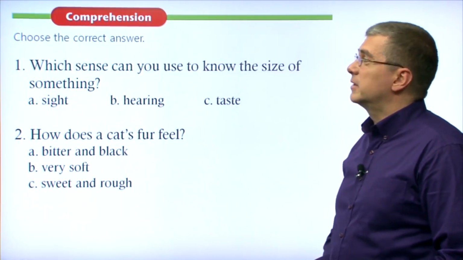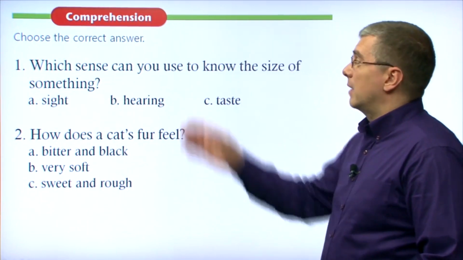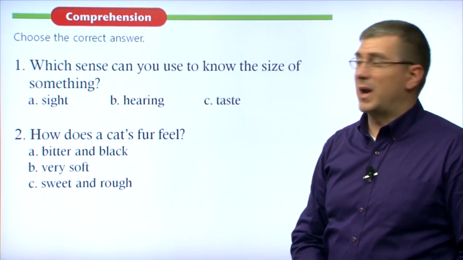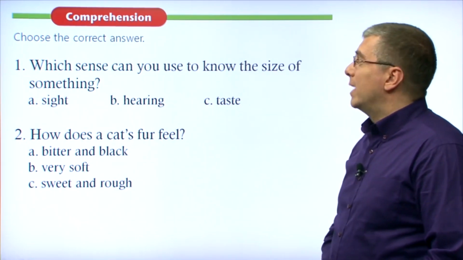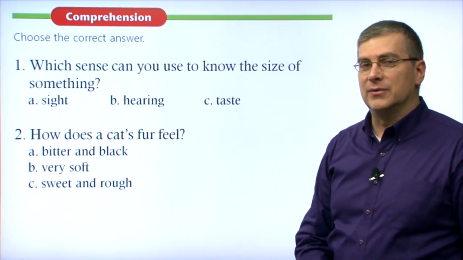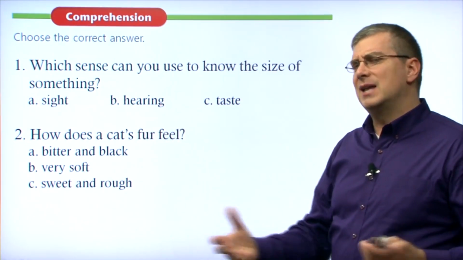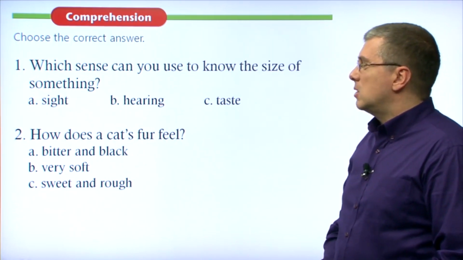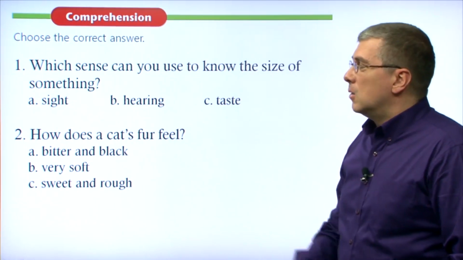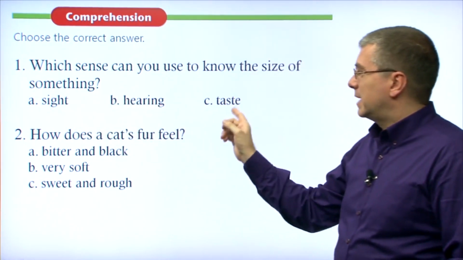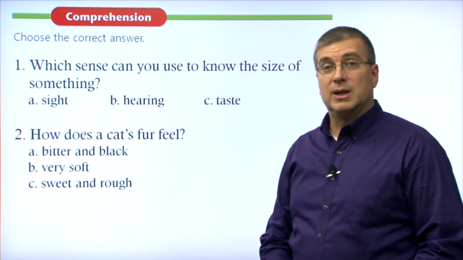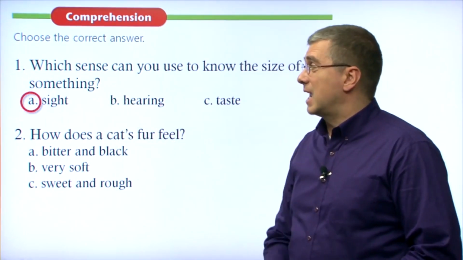Okay, let's move on to some comprehension questions. We have the sentence, a question, and three possible answers to that question. Number one, which sense can you use to know the size of something? How big is it? So what sense do you use? Now remember, you could use a couple of different senses, but we only have three choices here. We can use sight, hearing, or taste. Which one seems to be proper to you? If we look at something, of course we can see if it's small or big. So that's the answer, right?